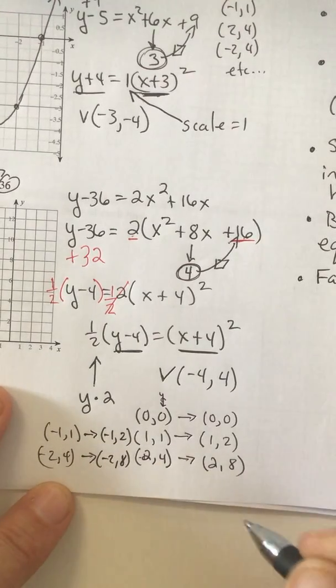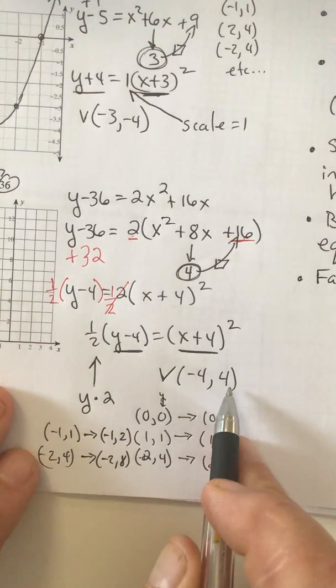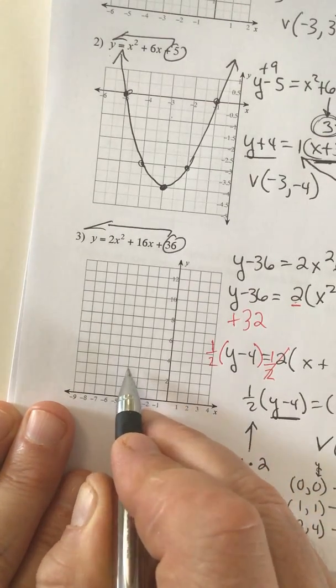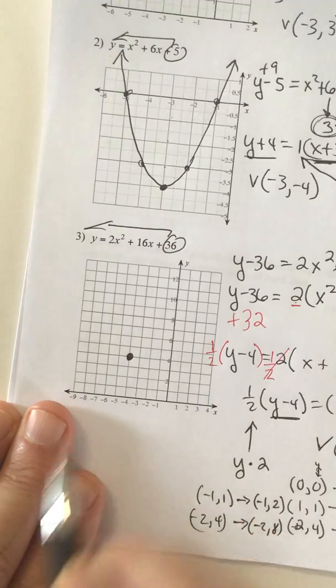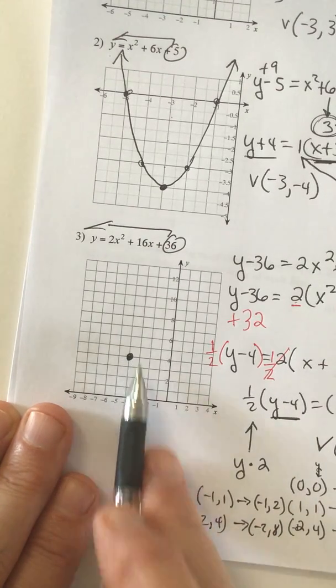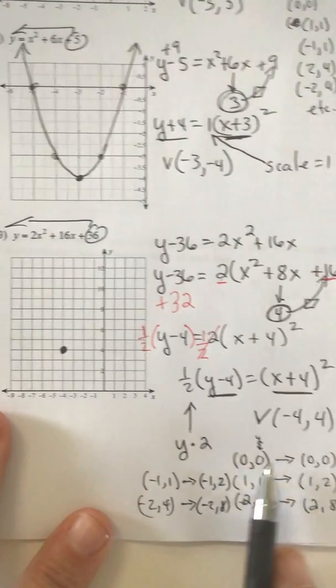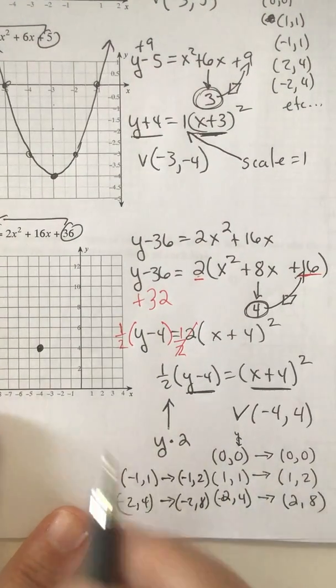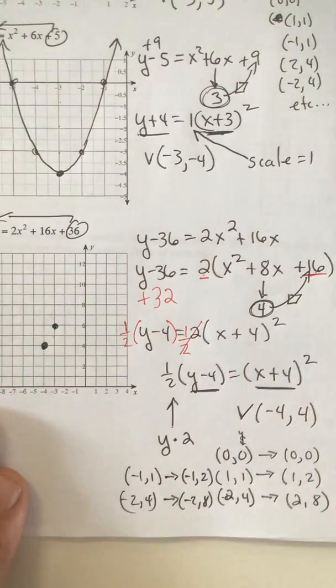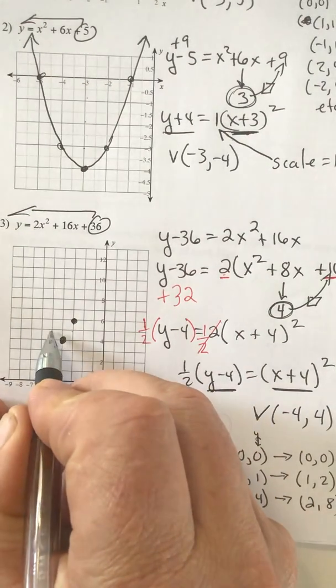Okay, so let's start at our negative 4, 4. 1, 2, 3, 4, 1, 2, 3, 4. There's the vertex. I would normally go over 1, up 1, but the y's are getting doubled. So I'm going over 1, up 2. So from this vertex, over 1, up 2.